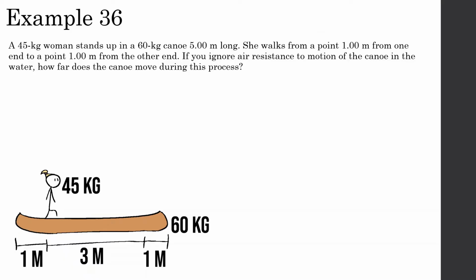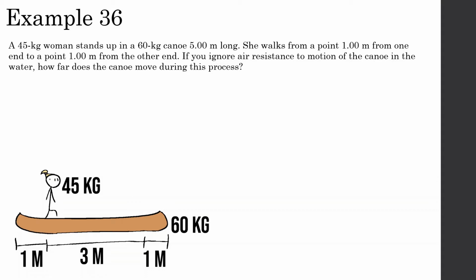A 45 kilogram woman stands up in a 60 kilogram canoe 5 meters long. She walks from 1.1 meter from an end to 0.1 meter from the other end. If you ignore air resistance to motion of the canoe in the water, how far does the canoe move during this process? Ignore air resistance.